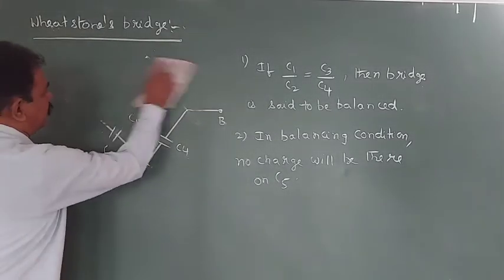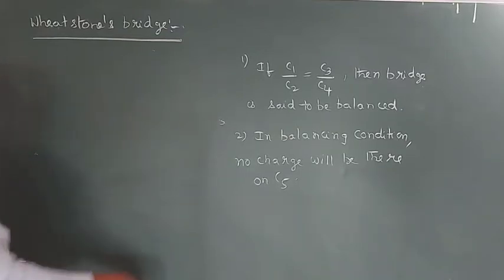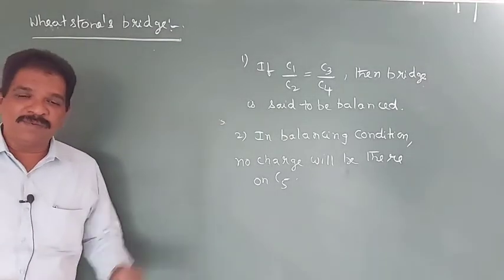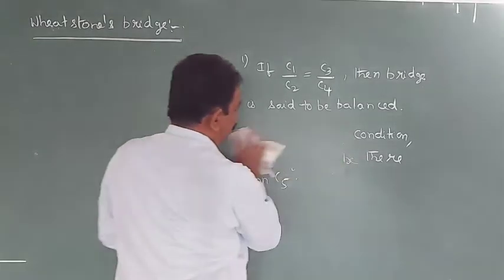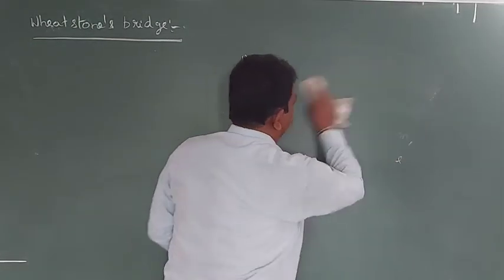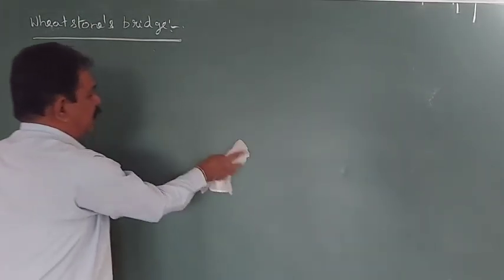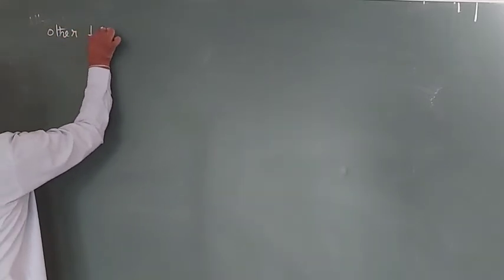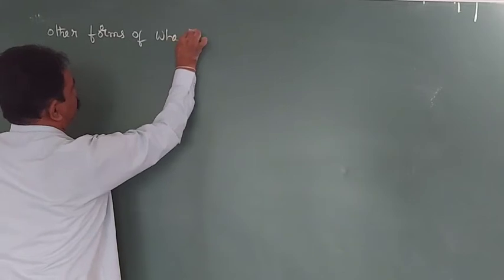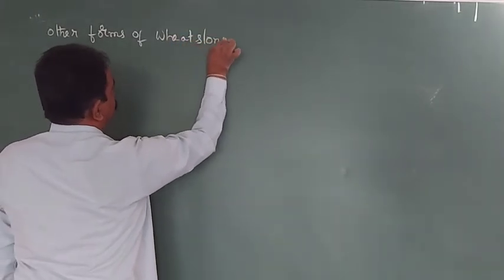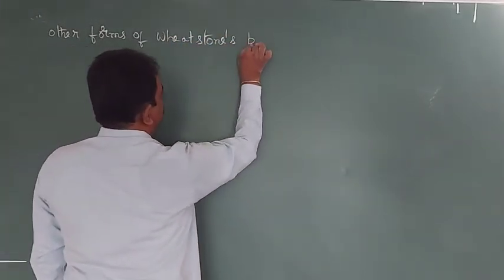Next, sometimes they won't give the circuit like this, but that will be a Wheatstone bridge circuit only. How will the circuits be, and how should I identify whether it is a Wheatstone bridge or not? Let us discuss that. Okay. So the next side heading will be other forms of Wheatstone bridge.